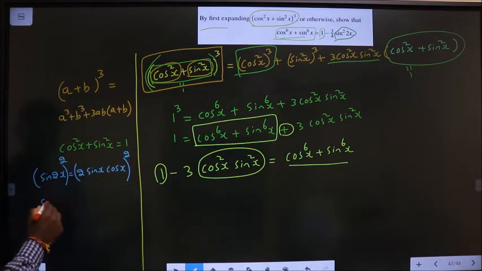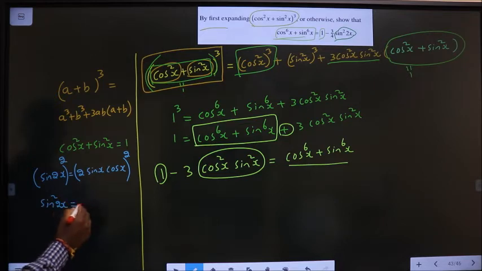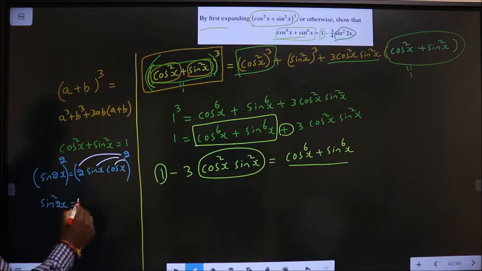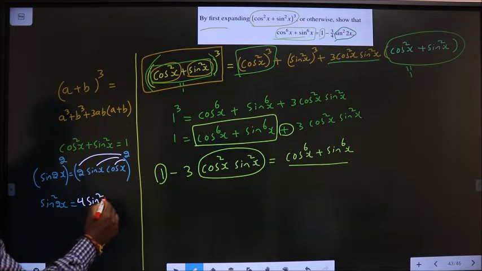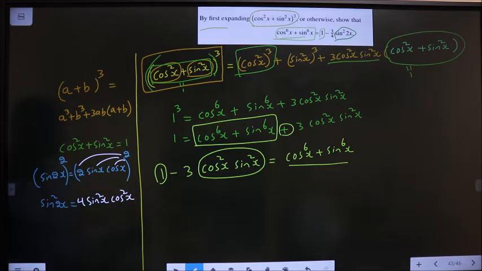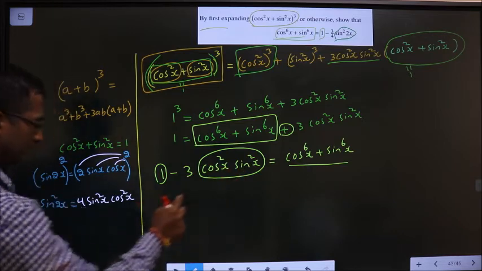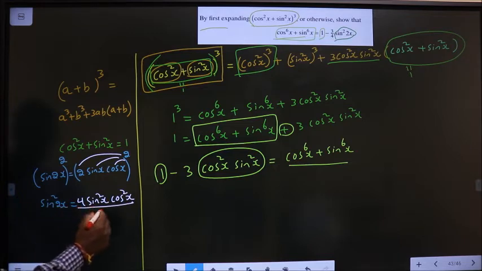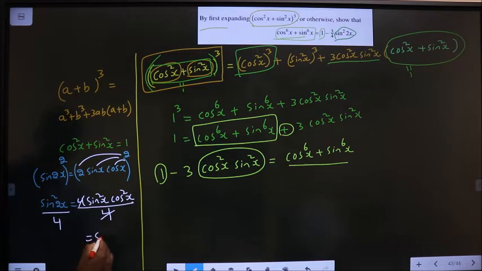So what do you get? You get sin²2x equal to, applying the square to each, 2² is 4, the square on sin becomes sin²x, and the square on cos becomes cos²x. Here you have cos² and sin². So to get sin²x cos²x, divide by 4 on both sides, such that sin²x cos²x is nothing but sin²2x by 4.